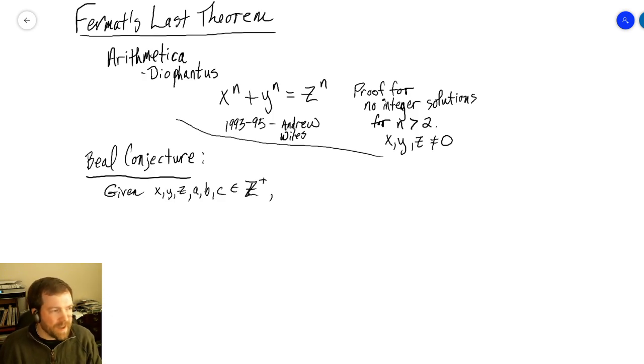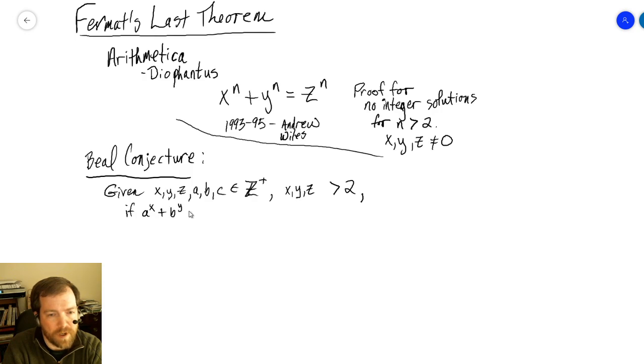There we go. I've got to make sure I get the wording right, because it is actually a generalization. It says that if a, b, c are positive integers, and x, y, and z are all individually greater than 2, and a to the x plus b to the y equals c to the z, then a, b, and c have a common factor.